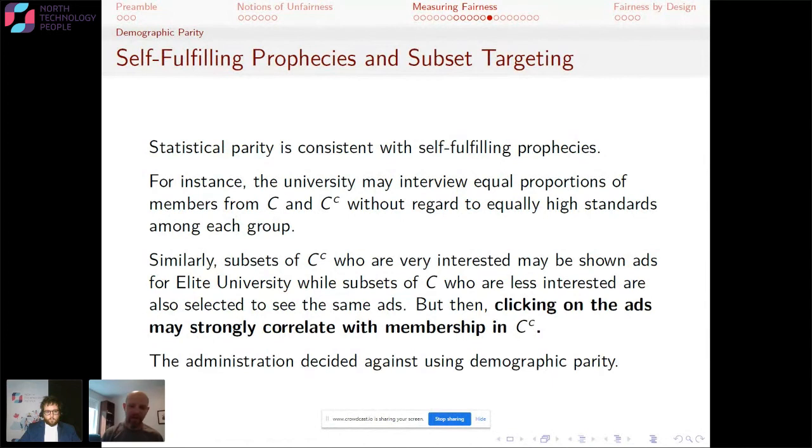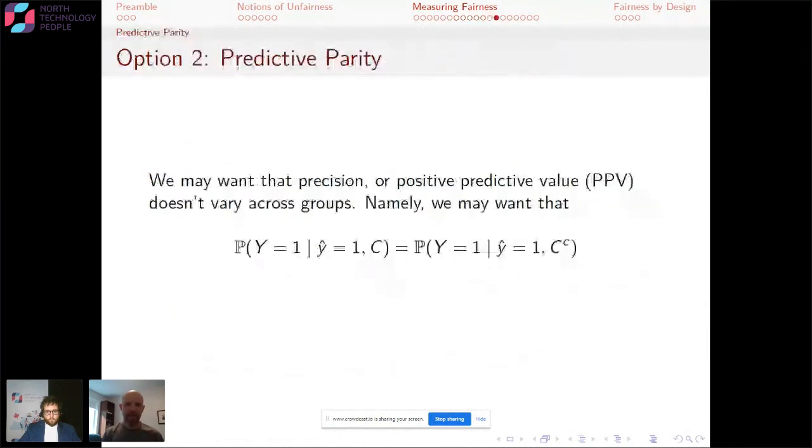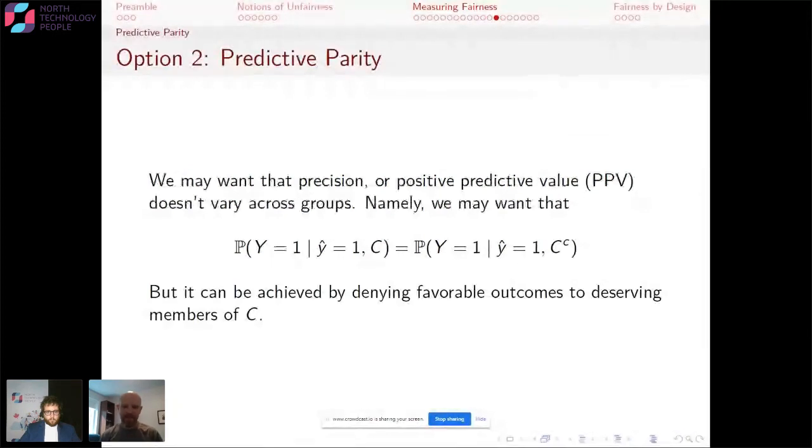So based on all those issues, the administration decides that demographic parity is not the right metric for them to move forward with, and they're going to look at some other metrics. The next one that has been very popular in industry is what's called predictive parity. So in this case, we want to make sure that our precision or positive predictive value doesn't vary across the groups. Namely, we want that the probability of being correct for the protected group and the non-protected group is the same when you say that they're going to be successful.